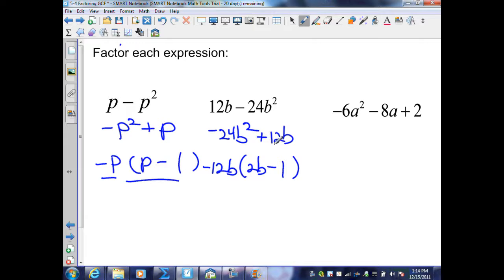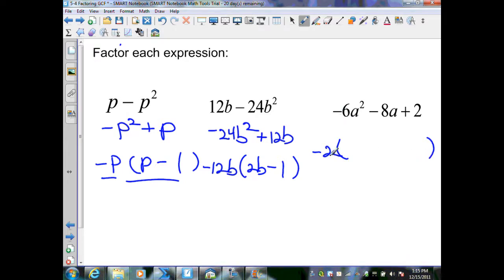My last example. I have these in the correct order. My variable term, exponent of 2, then 1, then none. I want to factor out a GCF of my coefficients. That will be 2. My like variables are not in each term, therefore I cannot factor out a variable. My leading term is negative, so I'll factor out a negative 2. Now I'll set my parentheses. 3 terms to start with, therefore in the parentheses, 3 terms.